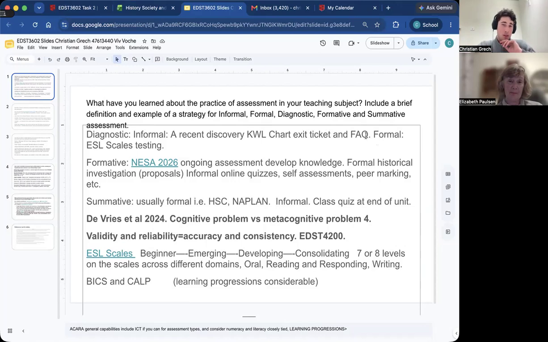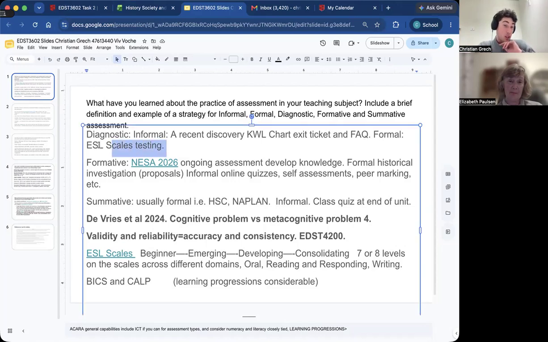Formal, so a formal diagnostic test would probably be like ESL scales testing, or like a selective school test. That's probably more of the common formal diagnostic from my knowledge. These are still applicable to history in general. ESL scale testing is probably not so much for history, but you might want to look towards more like, okay, do they know source analysis? Do they know contextualization, corroboration, that sort of discipline specific terminology, especially where they're at?